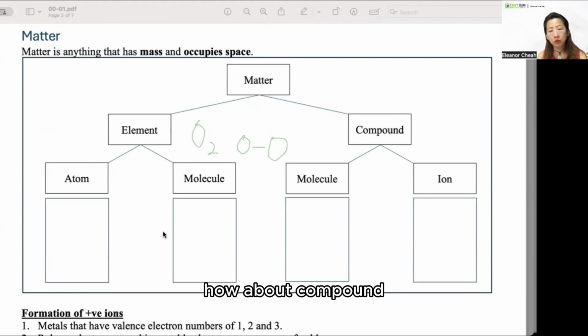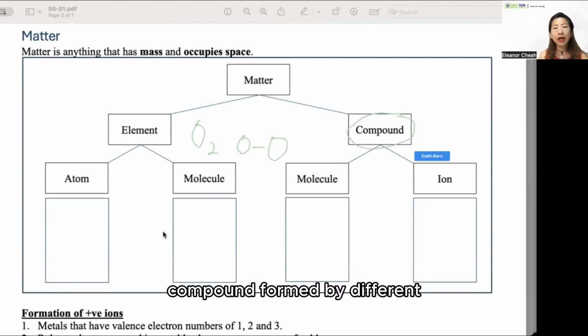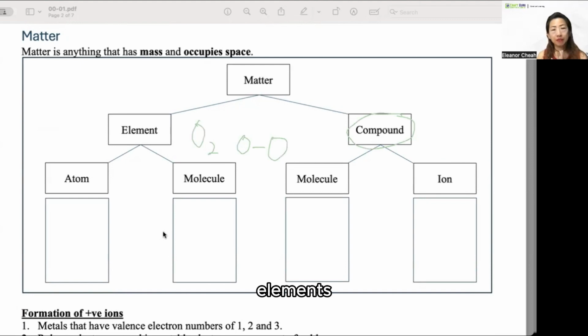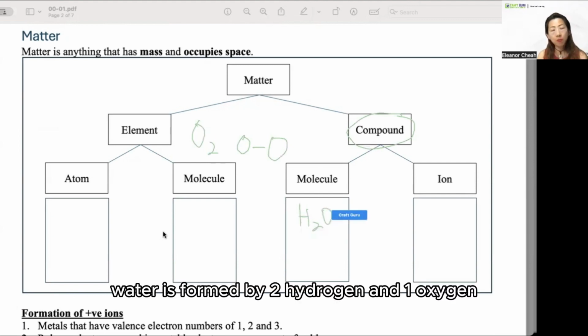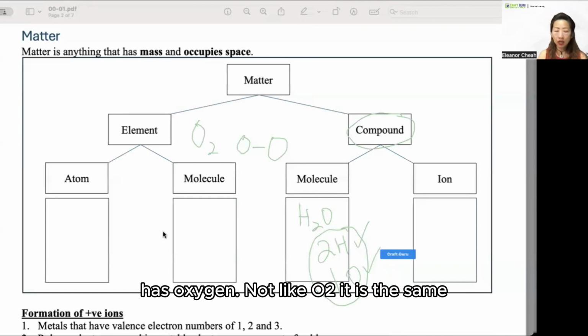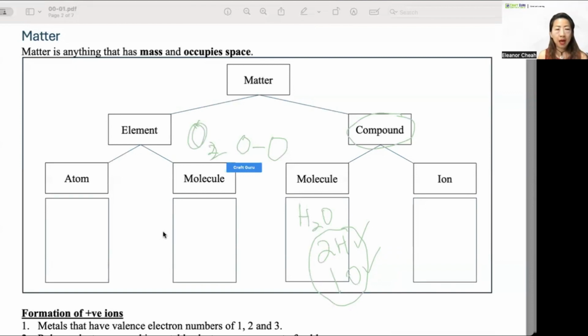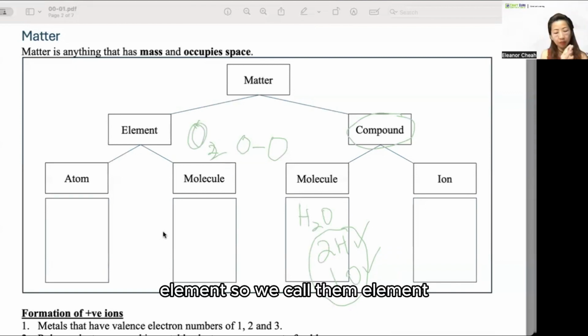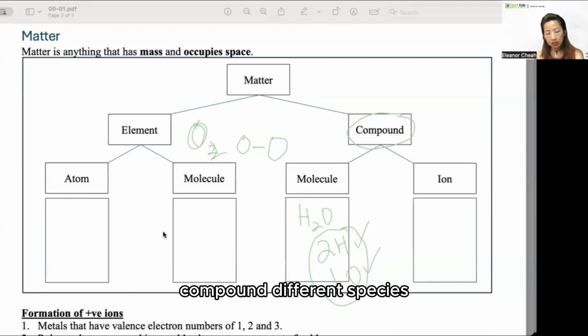How about compound? Compound is formed by different elements. For example, water is H2O. Water is formed by 2 hydrogen and 1 oxygen. It has different elements here. It has hydrogen, it has oxygen. Not like O2, it is the same element. So we call them element formed from the same species, compound, different species.